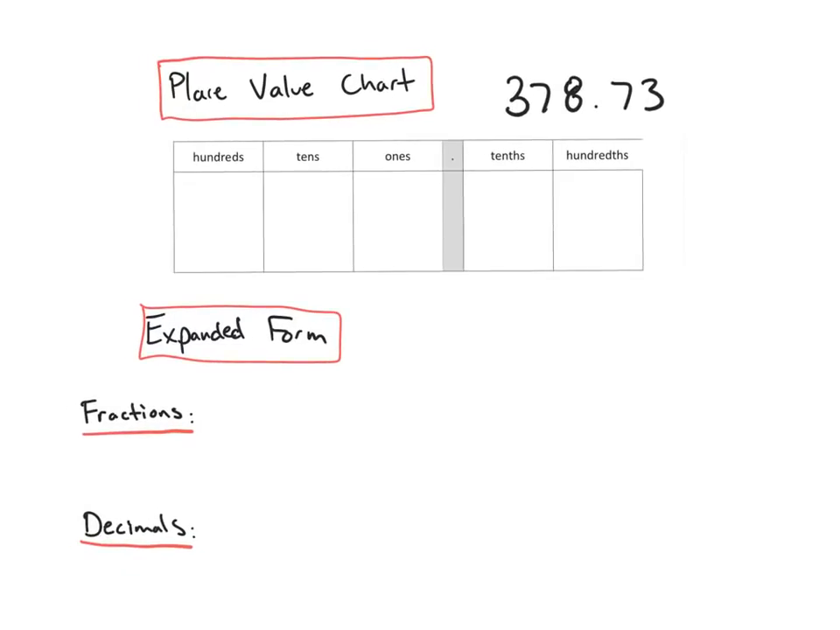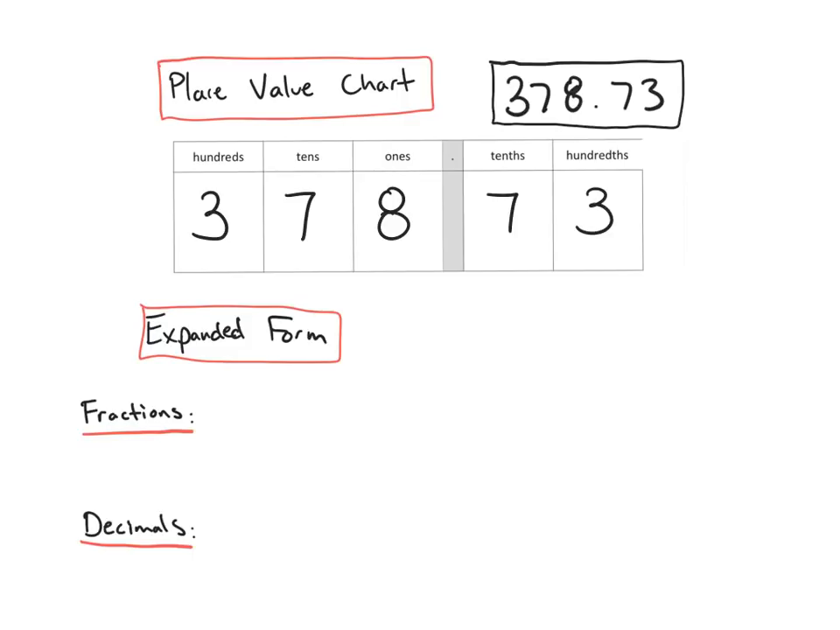So I'm going to be using the number 378 and 73 hundredths. The first thing I'm going to do is represent this mixed number on the place value chart. I'm just going to place each of the digits in the corresponding place value area on the place value chart. So we have a 3 in the hundreds place, a 7 in the tens place, an 8 in the ones place, a 7 in the tenths place, and a 3 in the hundredths place. I just took the digits from the mixed number up here and put them in the correct place value slot on the place value chart.